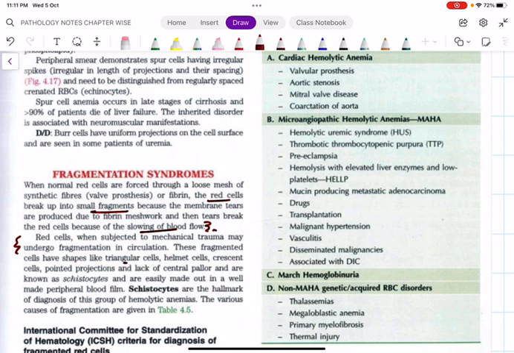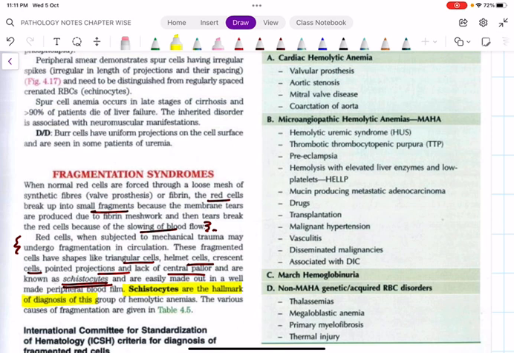Most commonly, they may be triangular cells, helmet cells, crescent cells, with pointed projections and a lack of central pallor. We call them schistocytes. Yes, this is the terminology you should remember. Whenever you hear the word schistocyte, the condition which should come into your mind is what we call fragmentation syndrome, or microangiopathic hemolytic anemia, commonly called MAHA. The schistocytes are the hallmark of diagnosis of this group of hemolytic anemias.